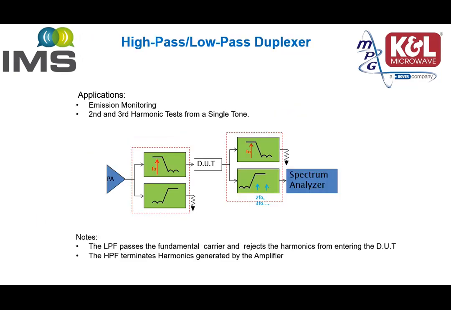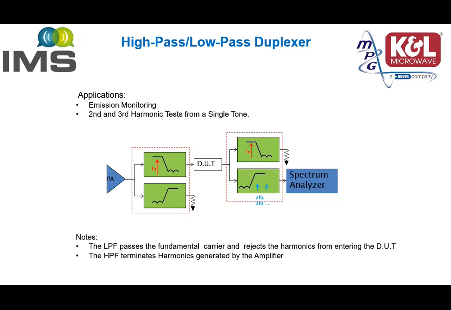One of the most frequent usages of a high-pass, low-pass duplexer is for second and third harmonic tests. In this example, it is required to inject a carrier into the device under test and measure the harmonics generated by it. Depending on the magnitude of the carrier, a PA is often needed. However, the PA itself produces harmonics.